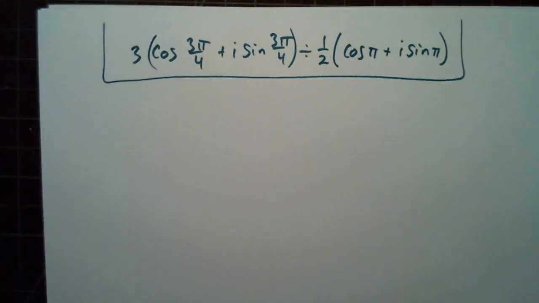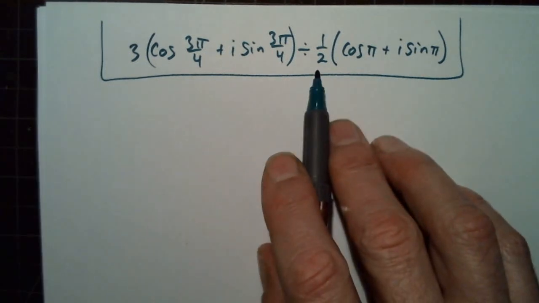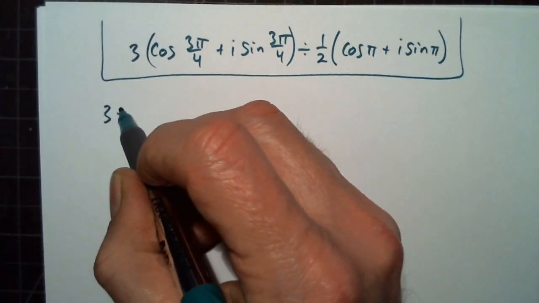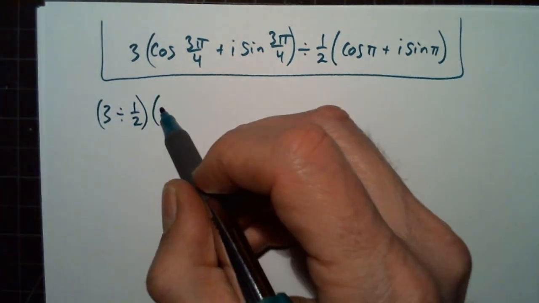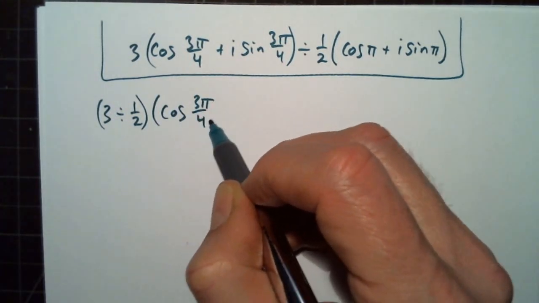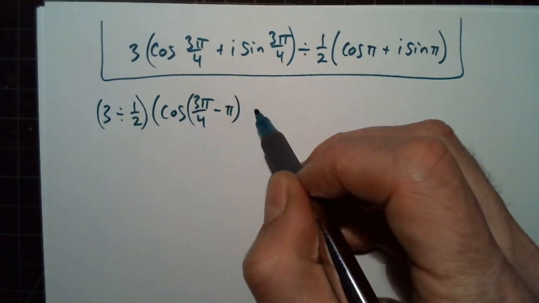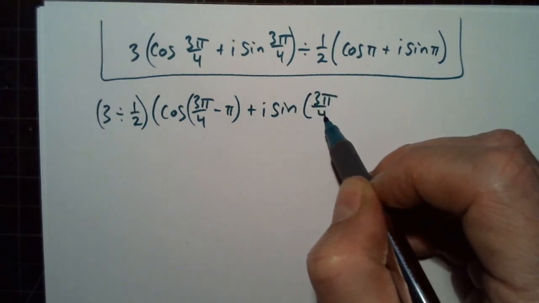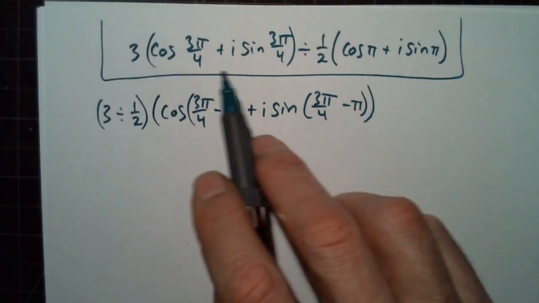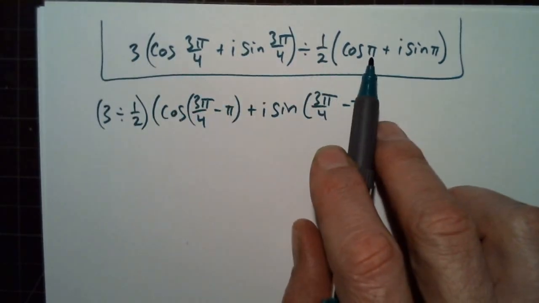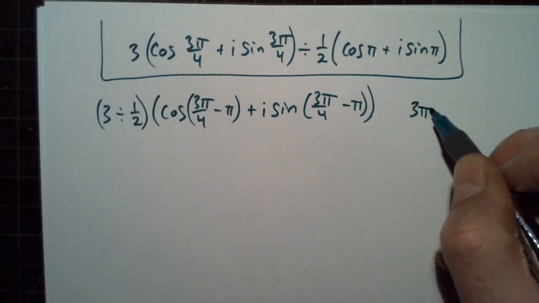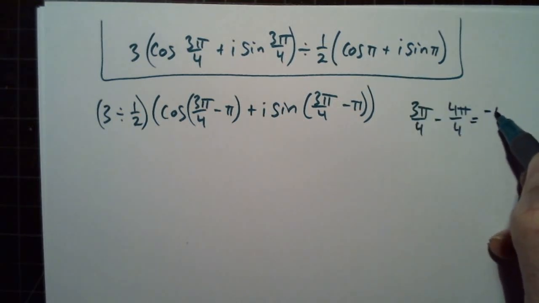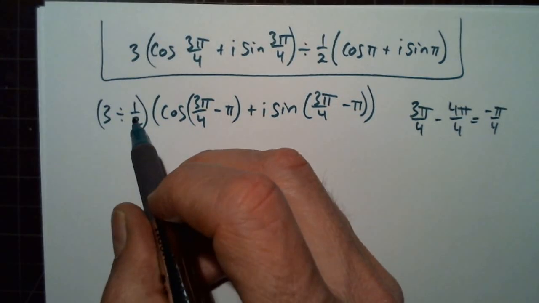And we can use it for division also. Here we'll just divide coefficients, and we will subtract the angles. Three divided by a half, and also 3 pi over 4 minus pi. If we have 3 pi over 4 minus pi, that is going to be 4 pi over 4, and that gives us negative pi over 4. So 3 divided by a half is 6.